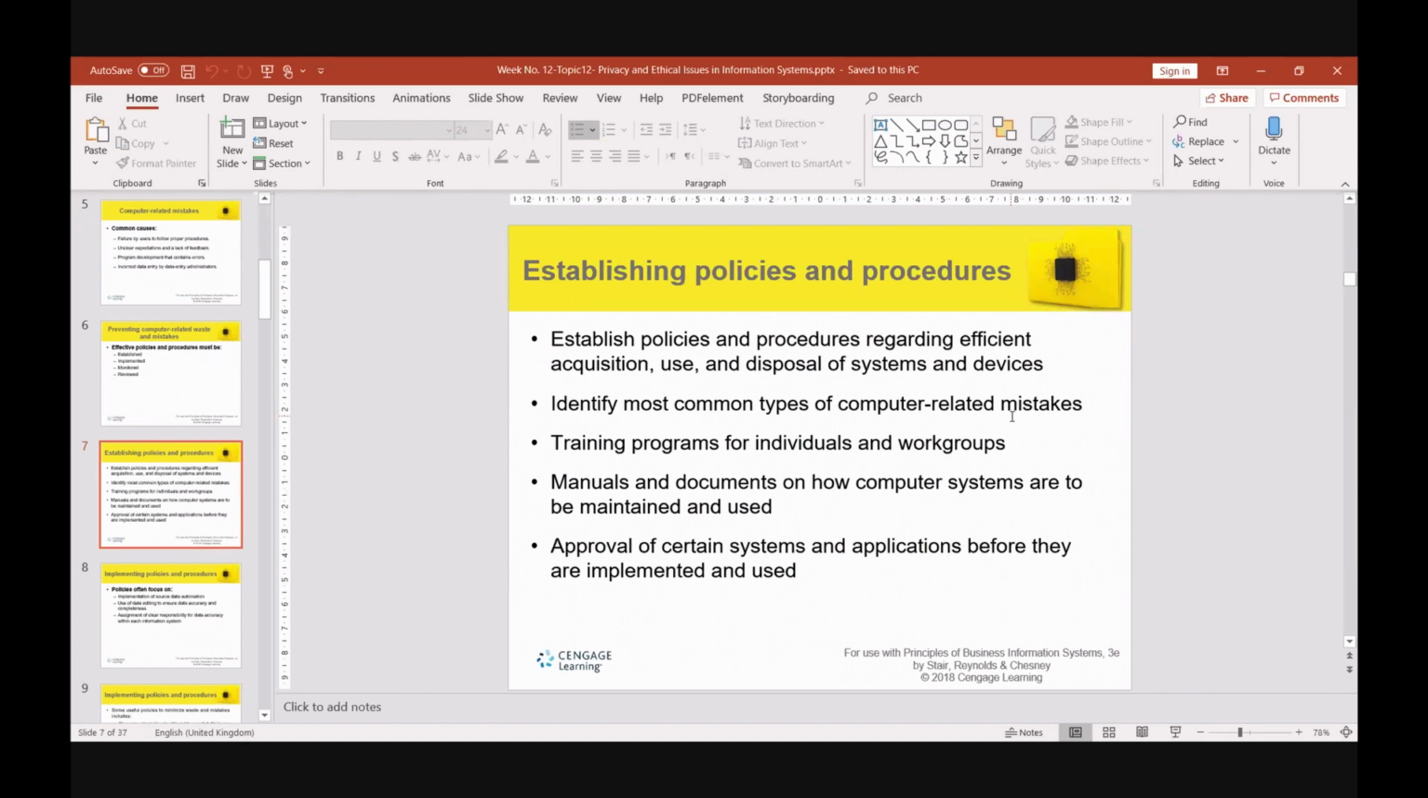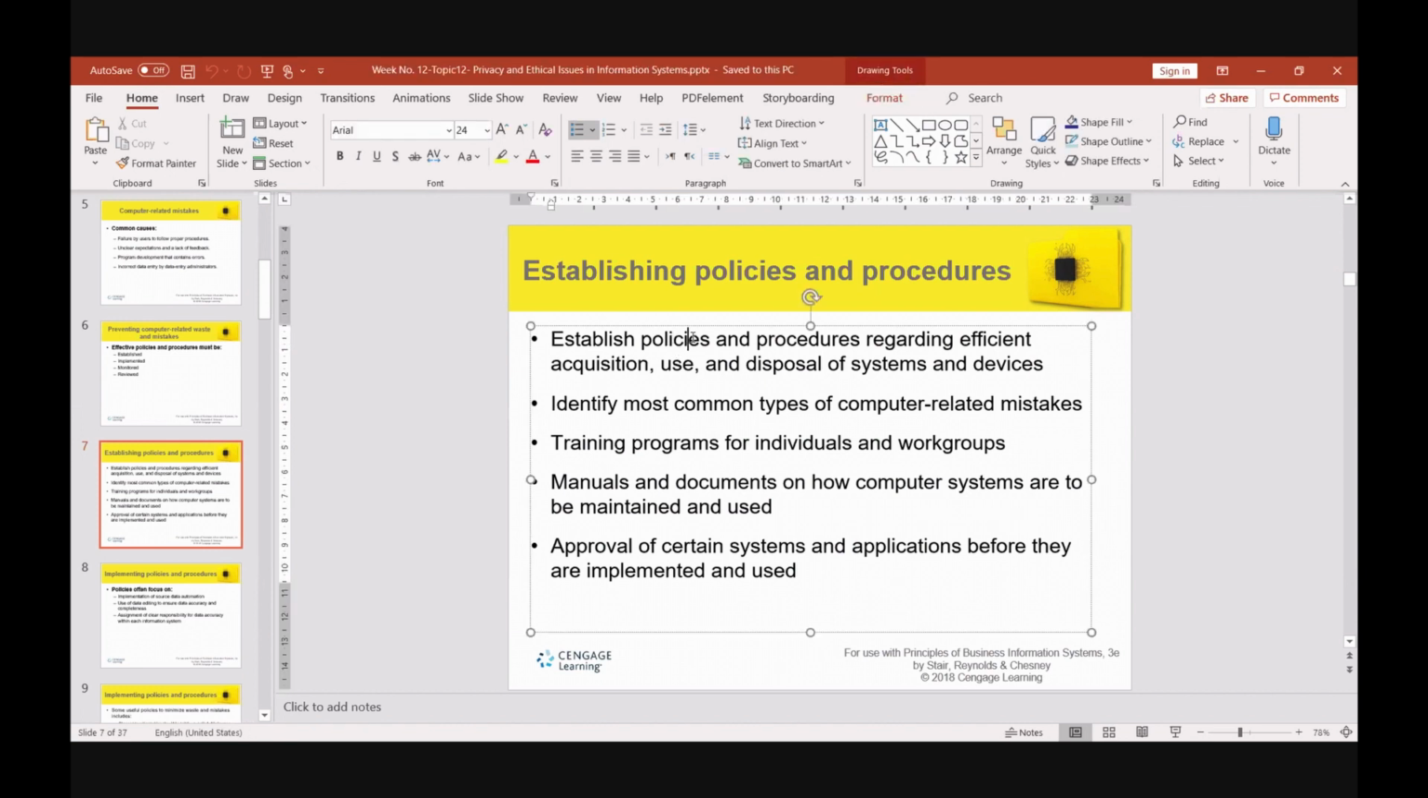Establishing policies and procedures. Establish policies and procedures regarding efficient acquisition, use and disposal of systems and devices. I repeat again, establish policies and procedures regarding what? Efficient acquisition. What is acquisition?